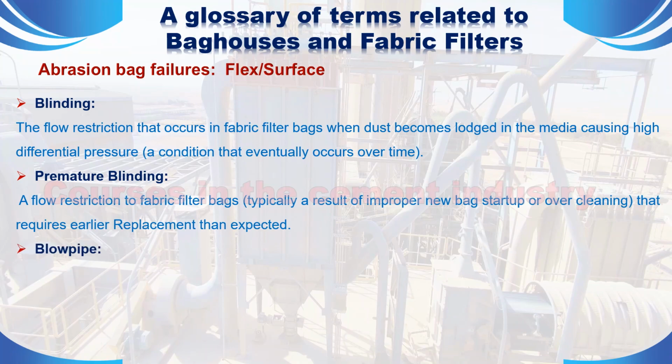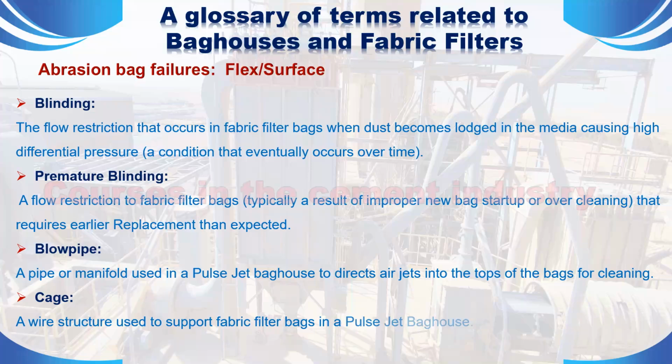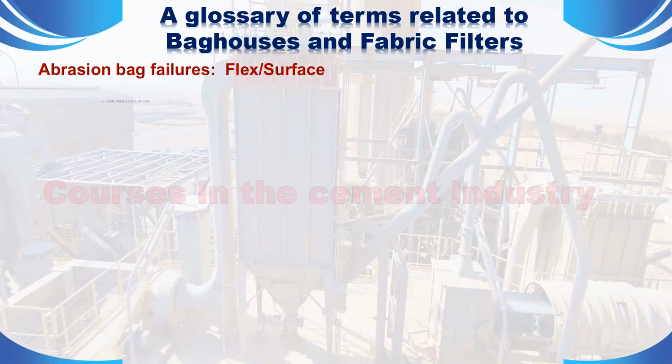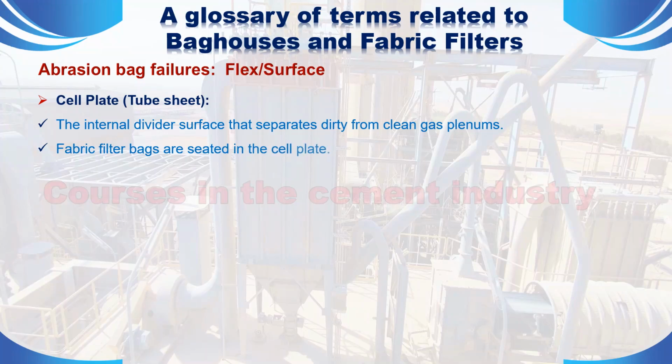7. Blowpipe. A pipe or manifold used in a pulse jet baghouse, to direct air jets into the tops of the bags for cleaning. 8. Cage. A wire structure used to support fabric filter bags in a pulse jet baghouse. 9. Cell plate, tube sheet. The internal divider surface that separates dirty from clean gas plenums. Fabric filter bags are seated in the cell plate.